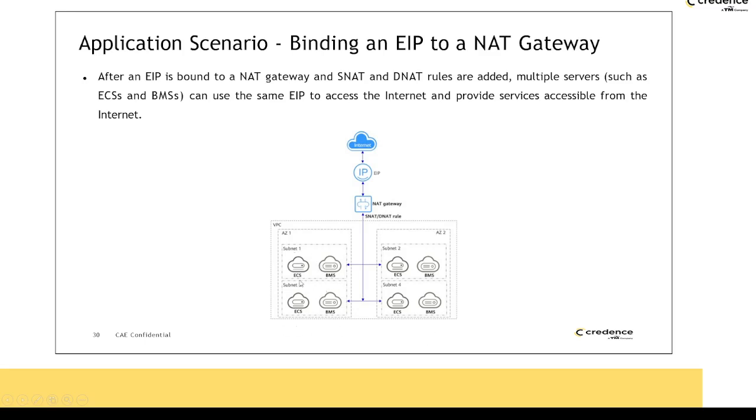Let's say we want to configure ECS, Elastic Cloud Server, and BMS, bare metal server, on all the subnets. So we can configure subnet 1 to communicate with subnet 2 and subnet 3 to communicate with subnet 4, whereas subnet 1 and subnet 3 cannot communicate with each other, and subnet 2 and subnet 4 cannot communicate with each other. Okay, but all of these we can connect via the NAT gateway using the SNAT and DNAT rules. Then we can bind the NAT using the EIP to go to the internet.